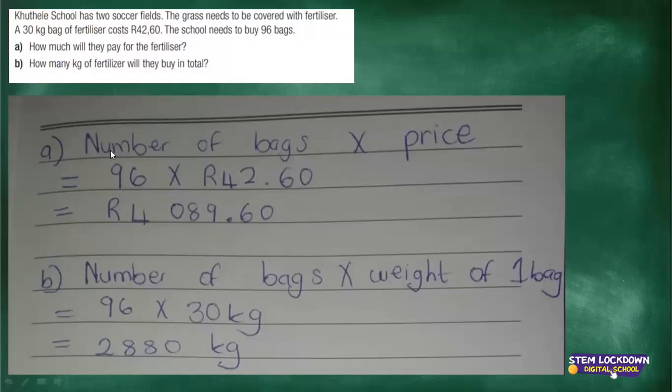What do we know? We know the number of bags required, which is 96 bags. And we know the price for each bag is 42 rands 60. So 96 multiplied by 42 rands 60 is equal to 4,089 rands and 60 cents.